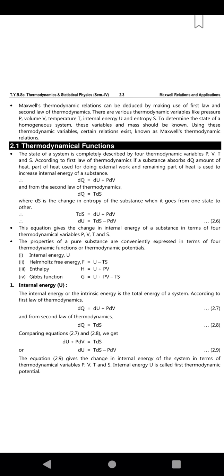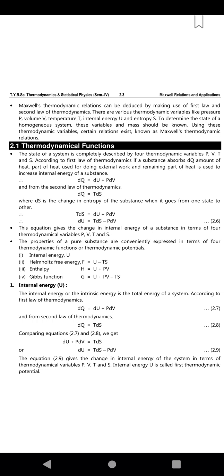Now we have to see some thermodynamic functions. We know that thermo is the temperature and dynamics is the motion. According to the first law of thermodynamics, if the substance absorbs dq amount of heat, part of the heat is used for doing external work and the remaining part of the heat is used to increase the internal energy of the substance. Suppose we have some gas in some volume and we are providing heat to that gas. Suppose that gas absorbed dq amount of heat.